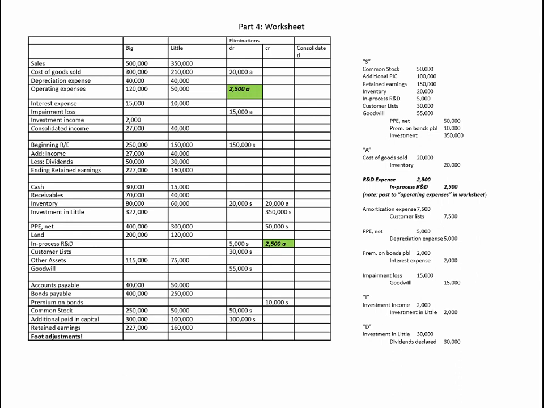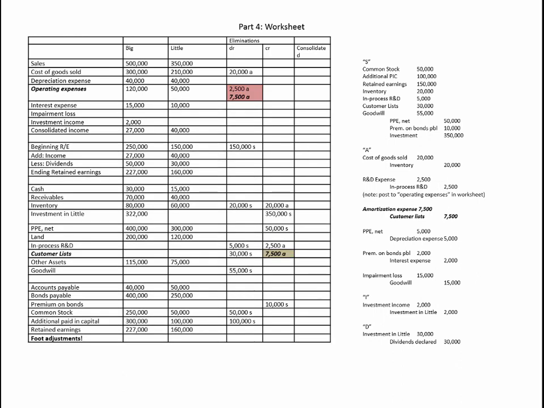And just for the sake of saving a little bit of space, I'm going to go ahead and put the R&D expense simply under operating expenses. Likewise with the amortization of the customer list, $7,500 to operating expenses, a $7,500 credit to customer lists. The property, plant, and equipment differential, in this case, we're debiting. In the S entry, we credited property, plant, and equipment net. Now we're debiting it to amortize it. So a debit to property, plant, and equipment net, a credit to depreciation expense.